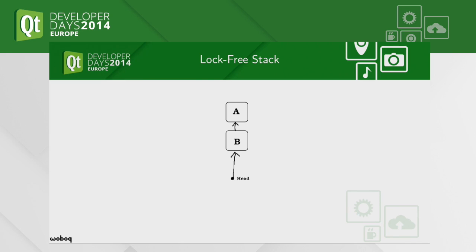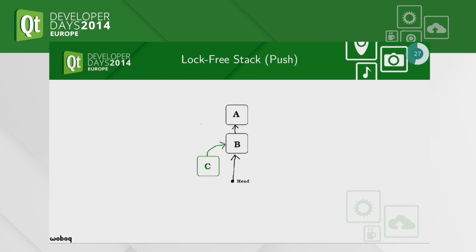So the stack is implemented as a linked list, where we have a head pointer that points to the top node of the stack, and each node points to the next one. So when we want to push a node, we're going to have this node C that we want to push. We'll set the next pointer of the node that we want to push to the current head, and then we will try to atomically change the head from B to C.